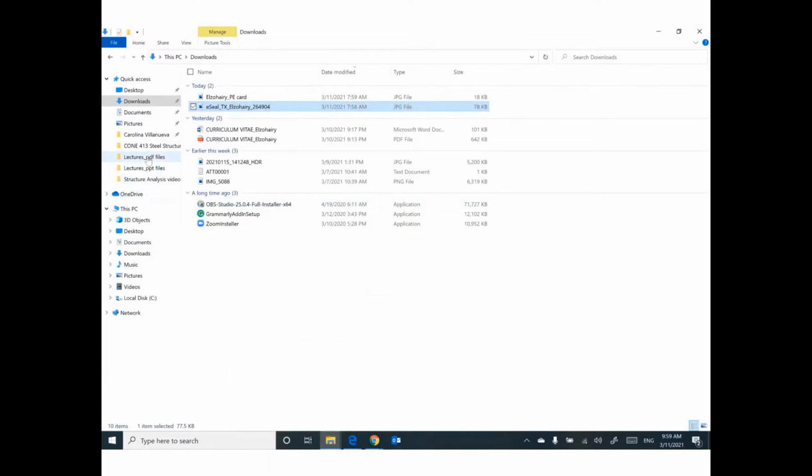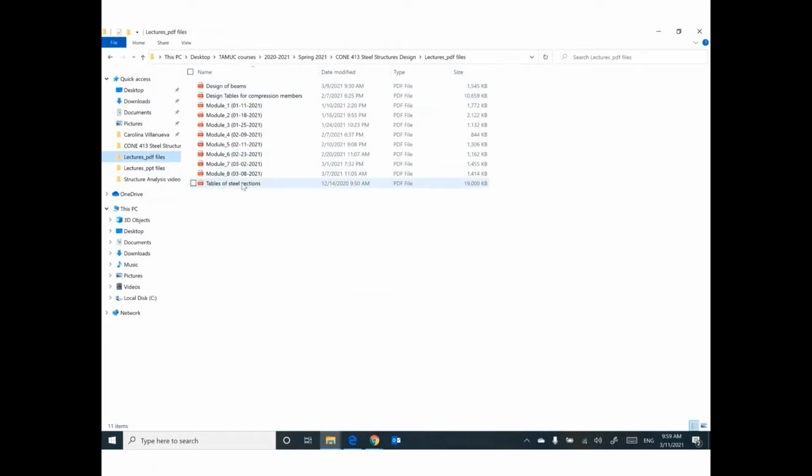From another table. Wait a moment. Table of sections, yes.